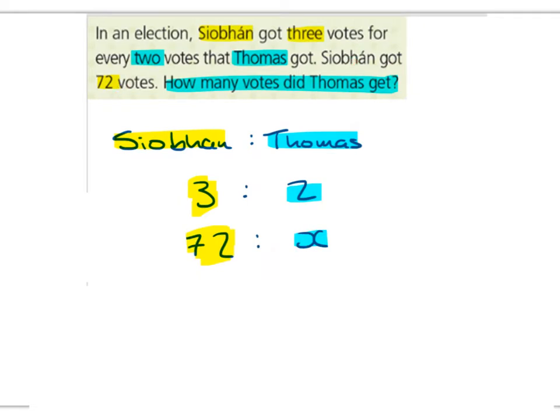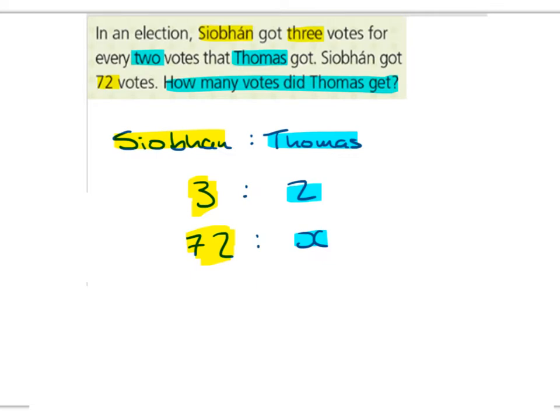Siobhan got 72 votes, so underneath the 3 we can write 72. How many votes did Thomas get? So we don't know how many votes Thomas got, so we can just call that X. So the original ratio is 3 to 2. We know Siobhan got 72 votes. We need to figure out how many votes Thomas got.